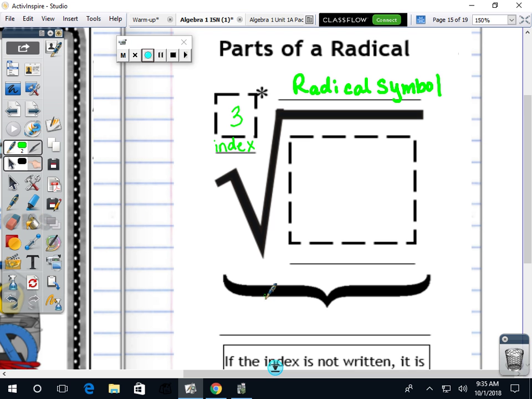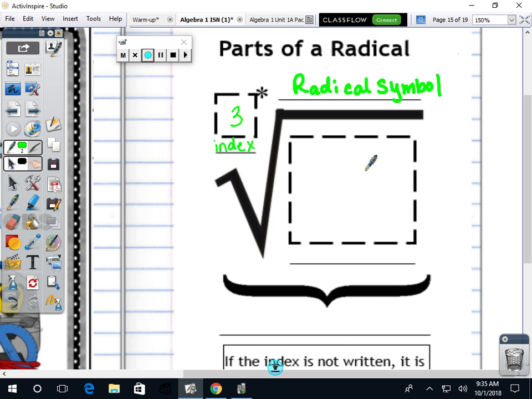So if there's no number visible at all, it's an understood 2, and that's why it's called a square root. But if there's any other number visible, 3 makes it a cube root. If it were a 4 in the index place, it would be known as a fourth root, or 5 would be a fifth root, or so on.